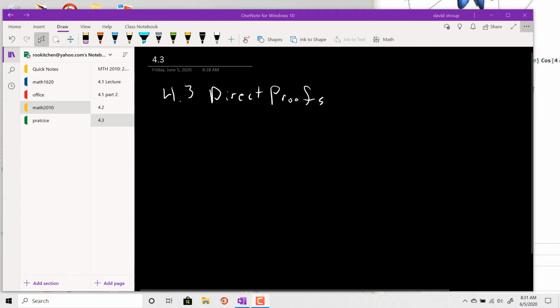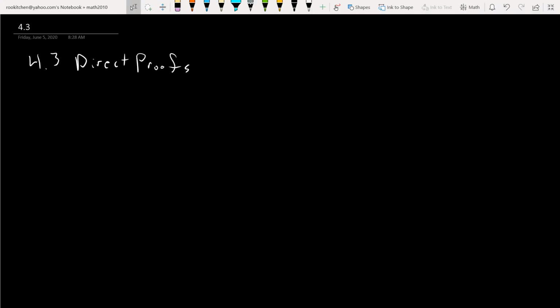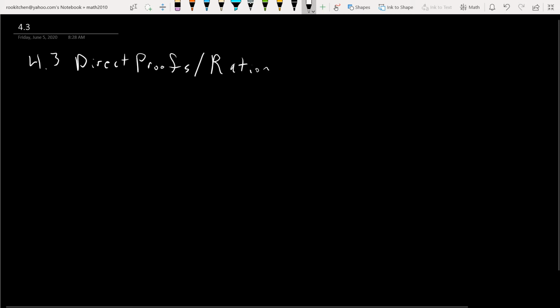Okay, welcome back. This is now 4.3 and we're still working with direct proofs. Now we're working with rational numbers. Okay, so we'll need some new definitions and we'll work with those definitions in the same way we worked with the even and odd definitions in the previous section.